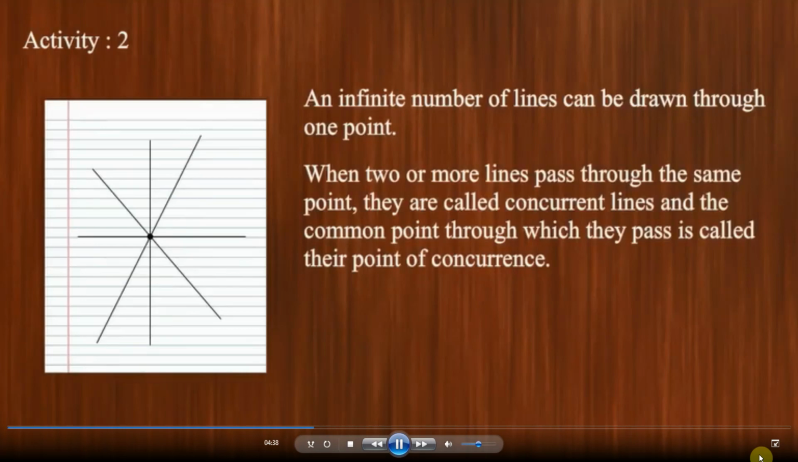When 2 or more lines pass through the same point, they are called concurrent lines, and the common point through which they pass is called their point of concurrence. In the figure alongside, which is the point of concurrence? P is the point of concurrence.